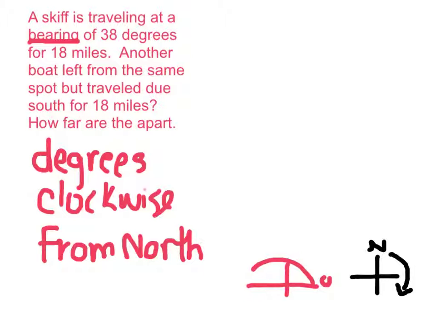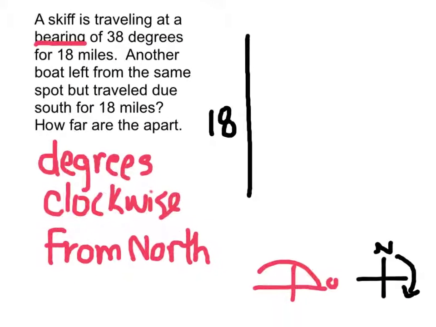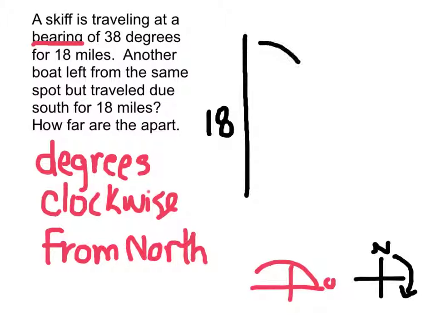Okay, we have two boats. One of them's a skiff, and one of them's traveling due south for 18 miles. That one's easier. The other one is traveling at a bearing of 38 degrees. What that means is the angle from north is 38. So this is 38. Its angle from north is 38.